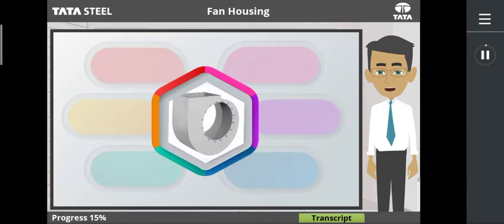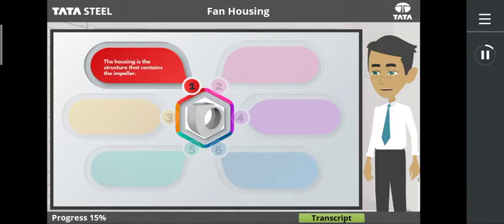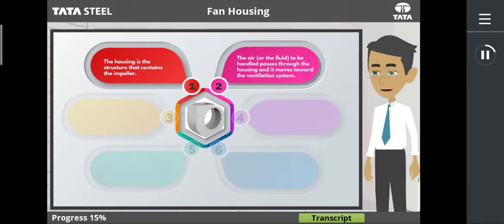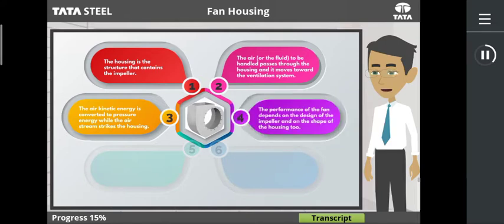The housing plays an important role. It is something that protects the impeller from damage and dust particles. The housing is the structure that contains the impeller. The air or the fluid to be handled passes through the housing and it moves towards the ventilation system. The air kinetic energy is converted into pressure energy while the air stream strikes the housing. The performance of the fan depends on the design of the impeller and on the shape of the housing too.